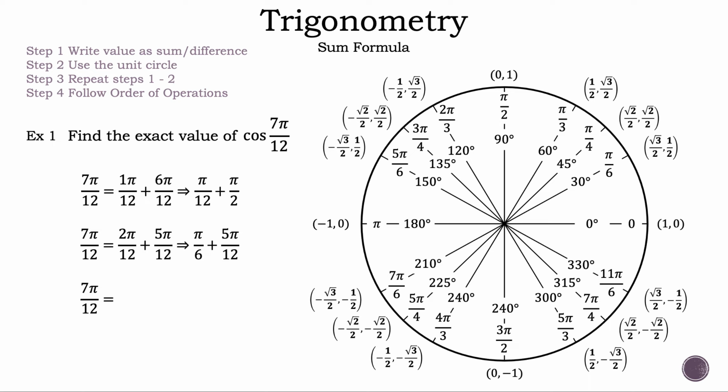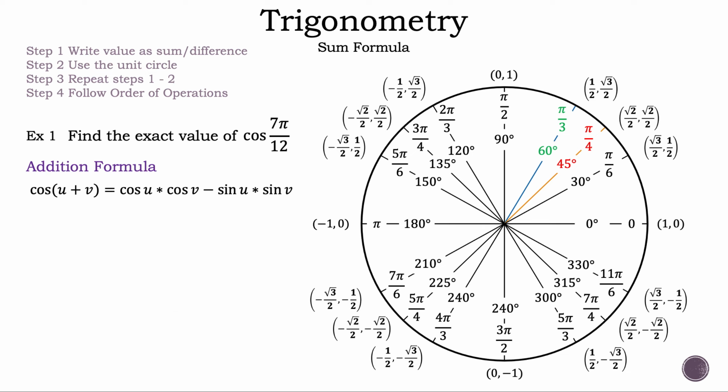So let's write down 7 pi over 12 so we can break it down again. Let's continue with the next natural number, which is 3. So we have 3 pi over 12 plus 4 pi over 12, because 3 pi plus 4 pi is equal to 7 pi. Let's simplify. So now we have pi over 4 plus pi over 3. Luckily for us, both pi over 4 and pi over 3 are on the unit circle, so we don't have to break down 7 pi over 12 anymore.